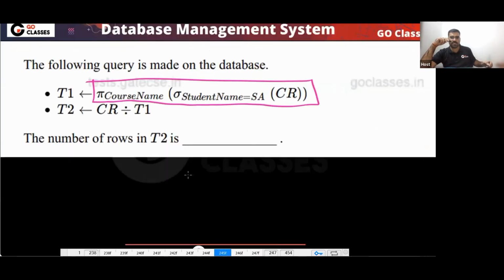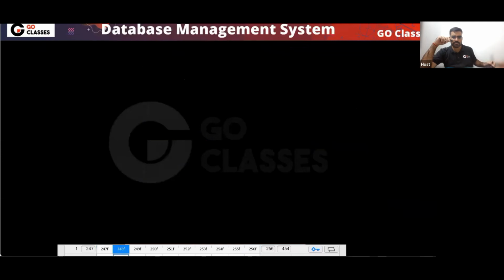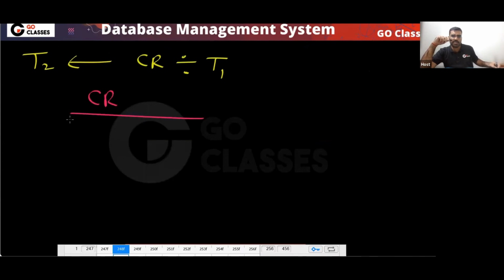Now the next one, what is T2? Tell me, what is T2? T2 is CR divided by T1. So what does this mean? Remember, in CR what we have? In this CR you have students and courses.